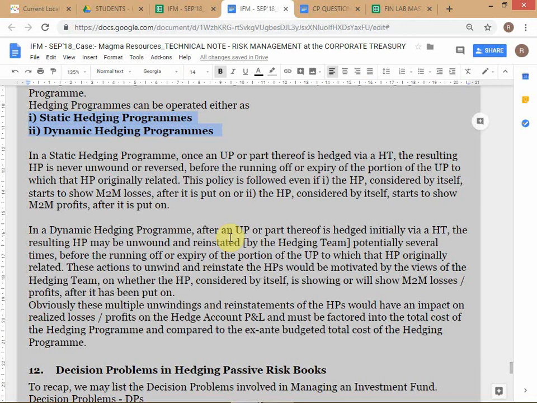So hedging program is just a plan. Okay? A program means it's like a plan, okay? Or a blueprint according to which you're going to operate. So the program gives you the guidelines. It's like a plan. So it's an operating plan. So you will plan it out and then you will execute according to the plan. So read what is written there.